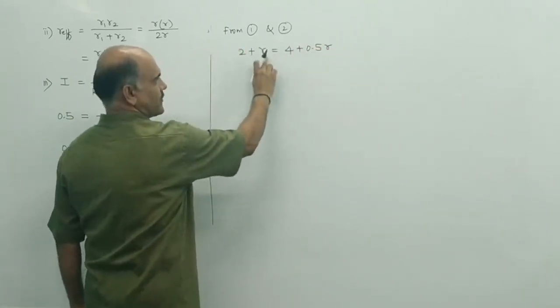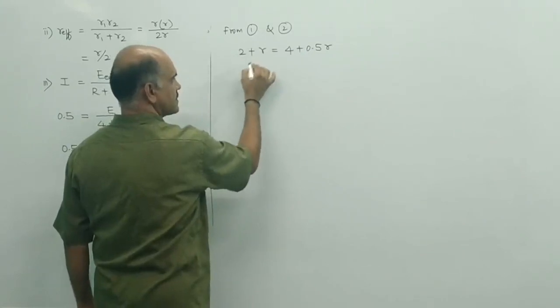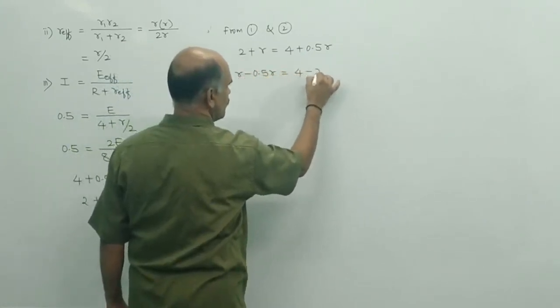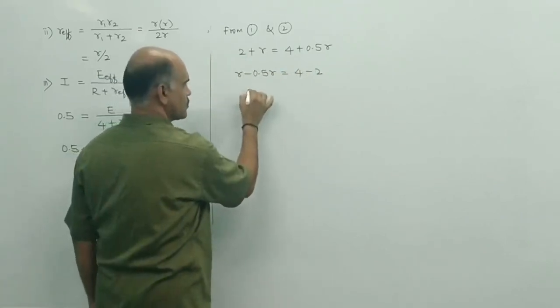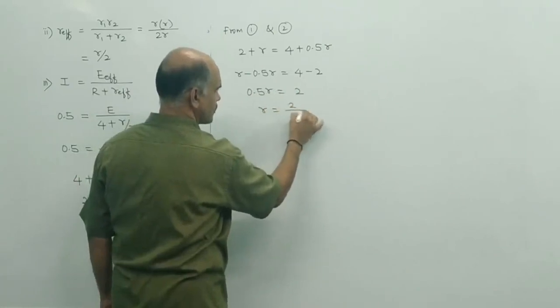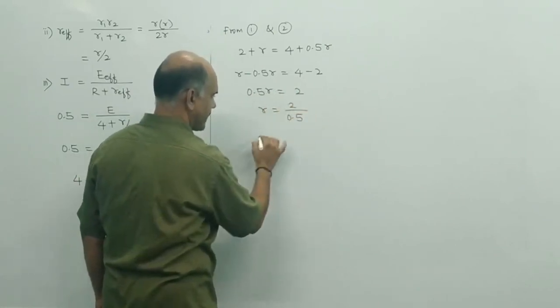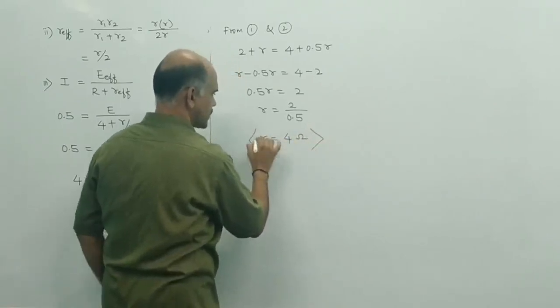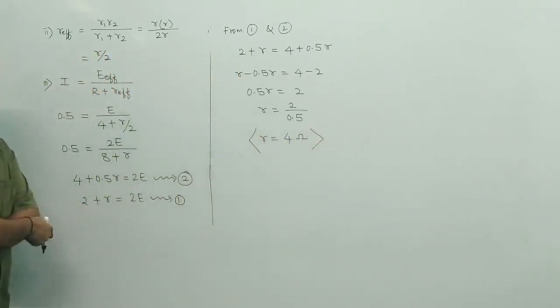So I will take 0.5 R to the LHS, 2 to the RHS. So R minus 0.5 R is equal to 4 minus 2. So 0.5 R is equal to 2. R is equal to 2 by 0.5. So you will get R is equal to 4 ohms. So internal resistance is equal to 4 ohms.